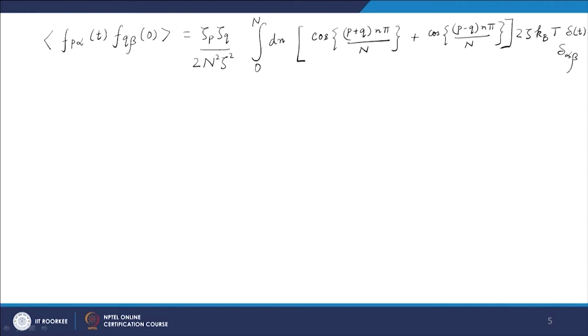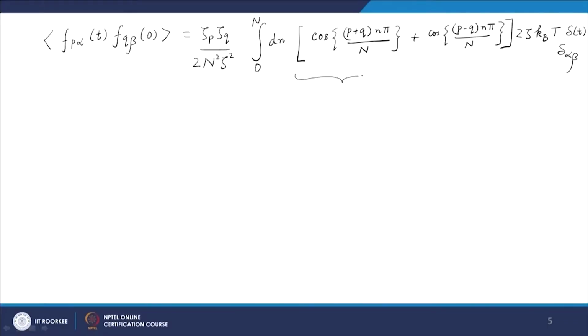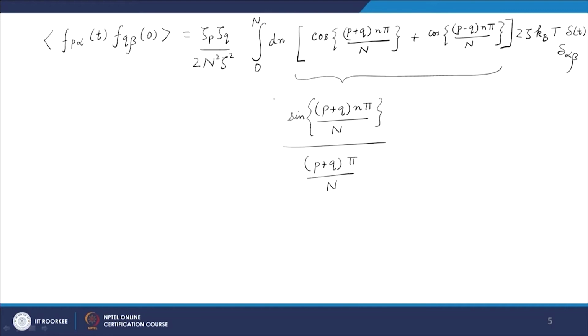So, now we can go on and look at the integration we have right here, but we have now integration over cosine functions. So, if I look at the integration over the cosine functions, other things are anyway constant, this will give me on integration from 0 to N.